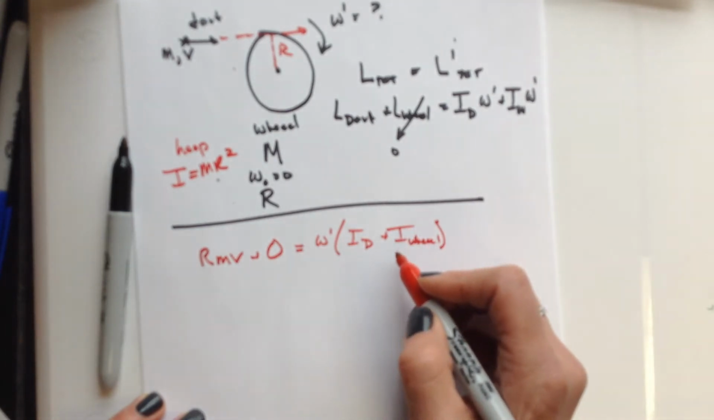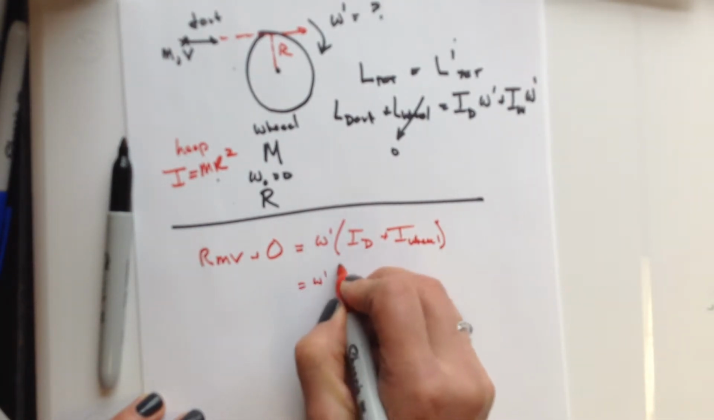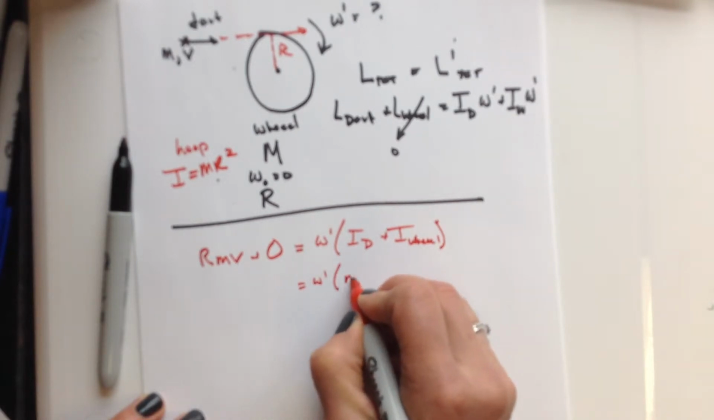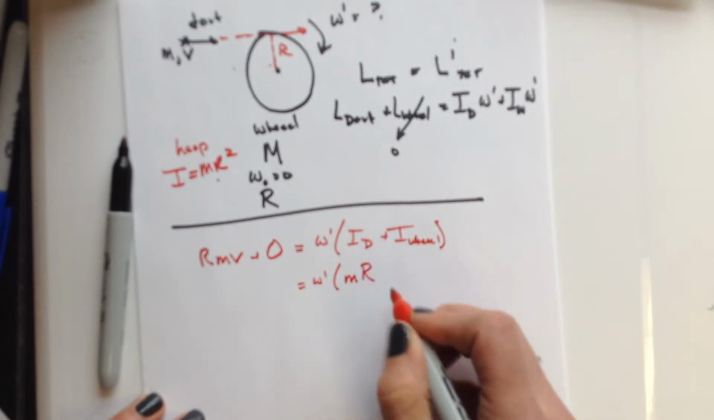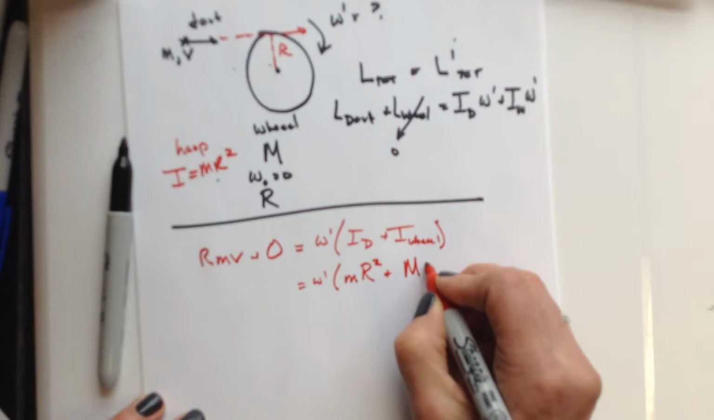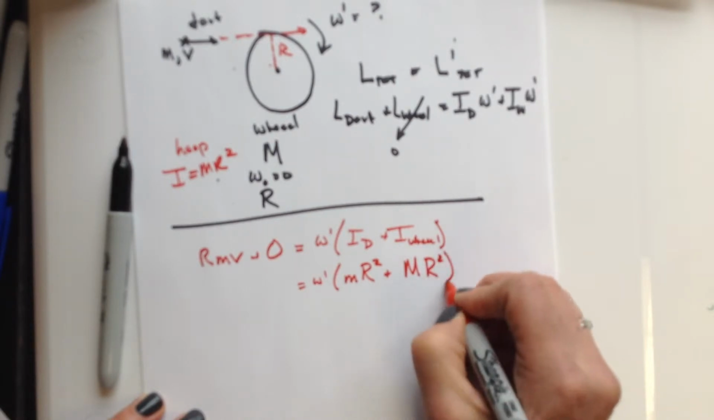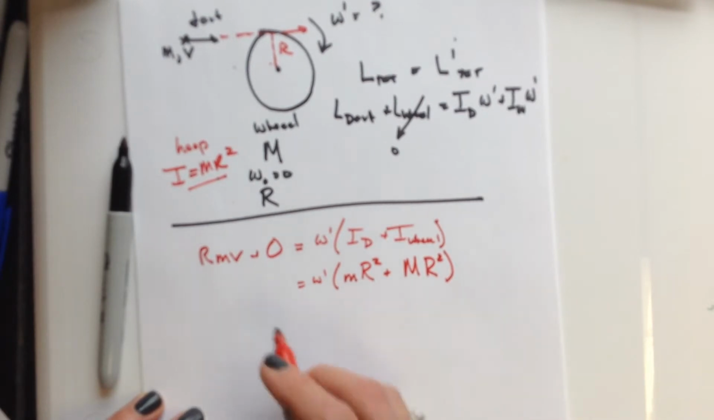You'll be given the rotational inertia of the wheel or the disk or whatever it is. So omega prime, the dart is going to be a particle, which is going to be m. It'll be a distance r away on the edge of the wheel, so r squared, plus mass of the wheel times its radius squared, the dimension of the wheel itself, again following from the rotational inertia of a hoop.